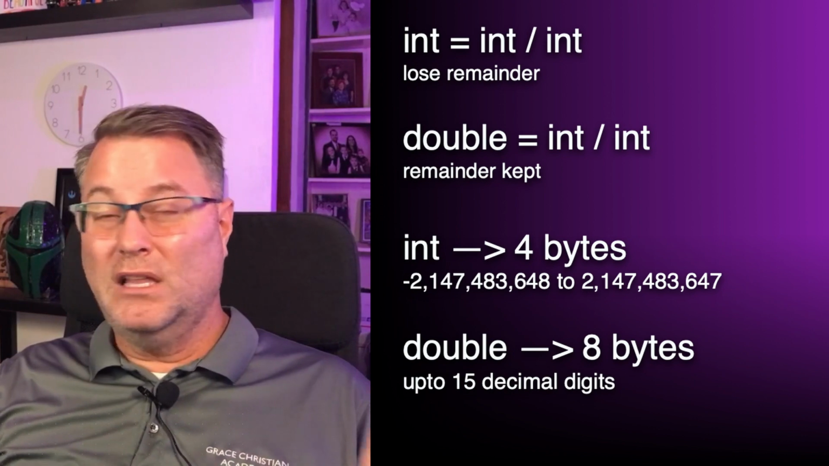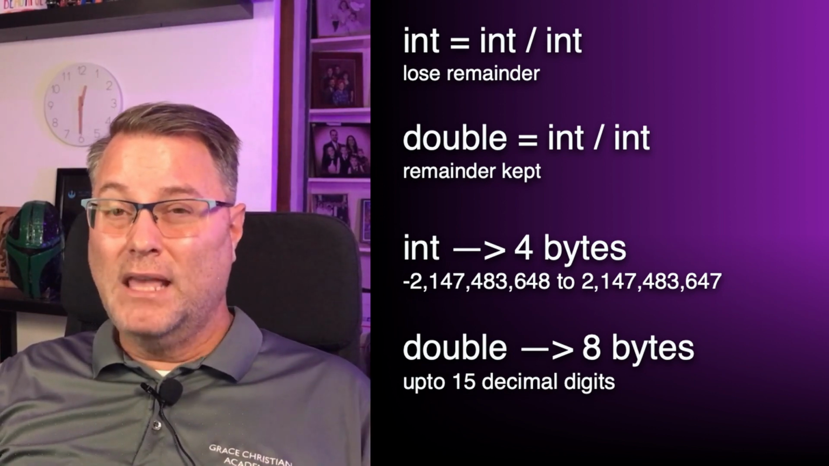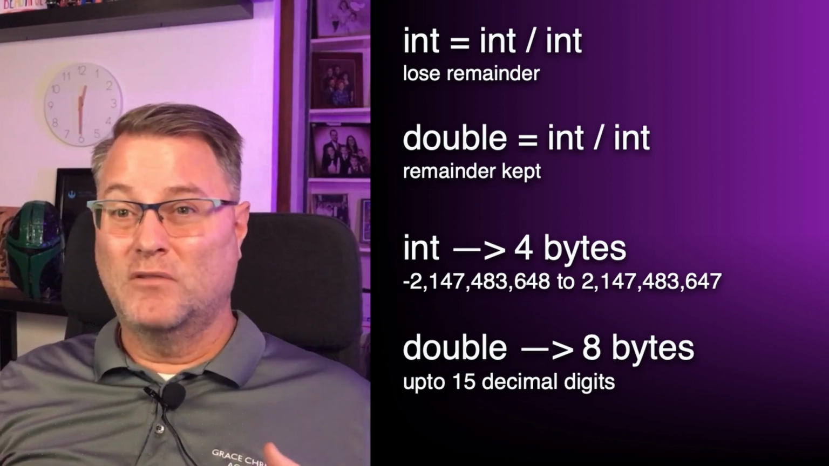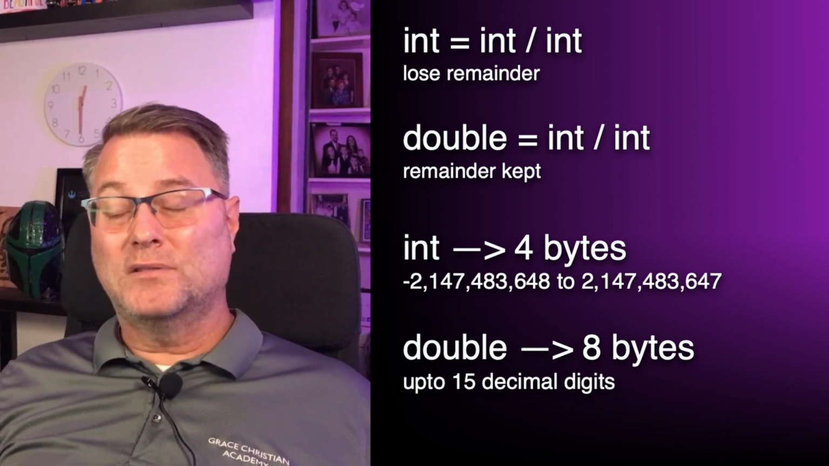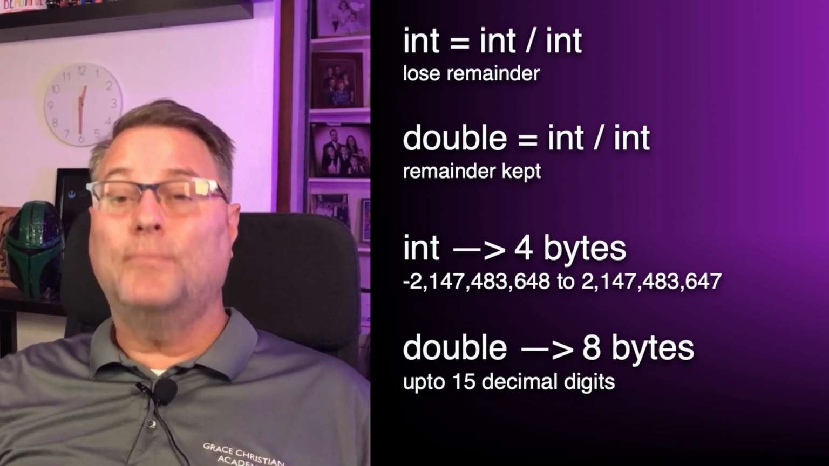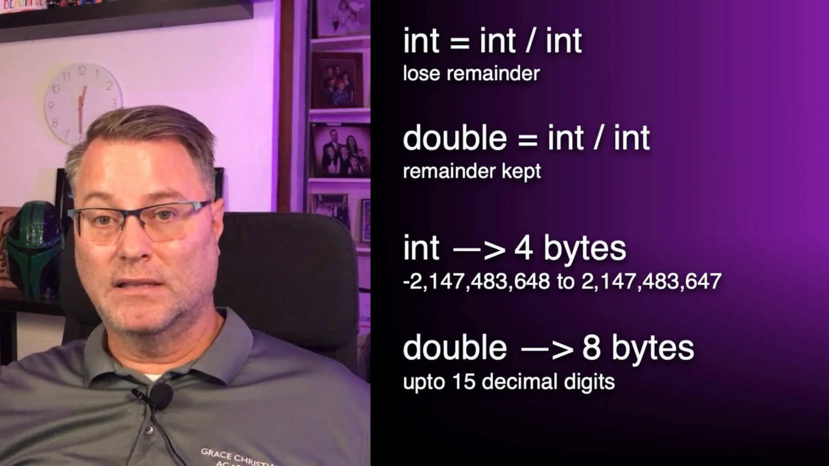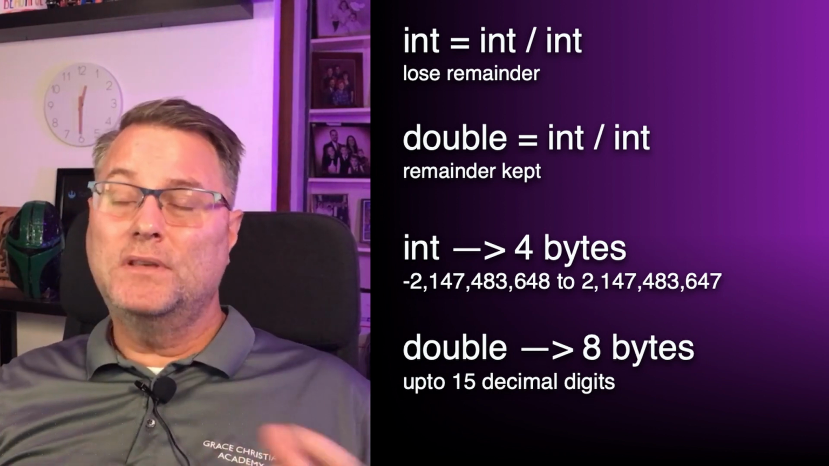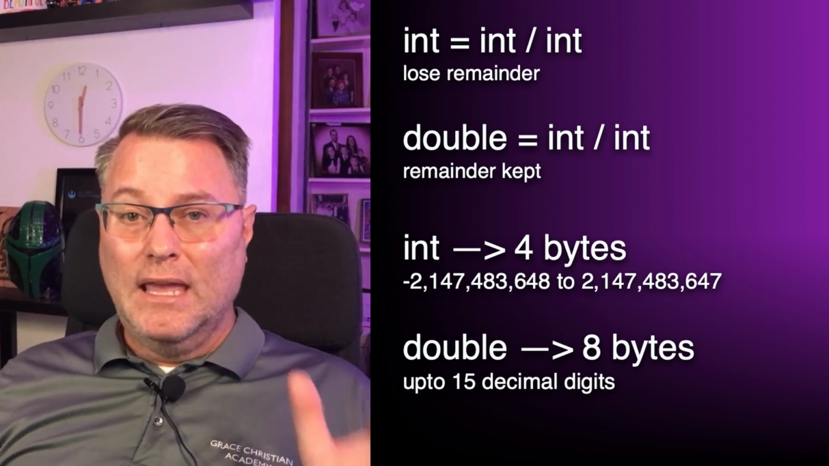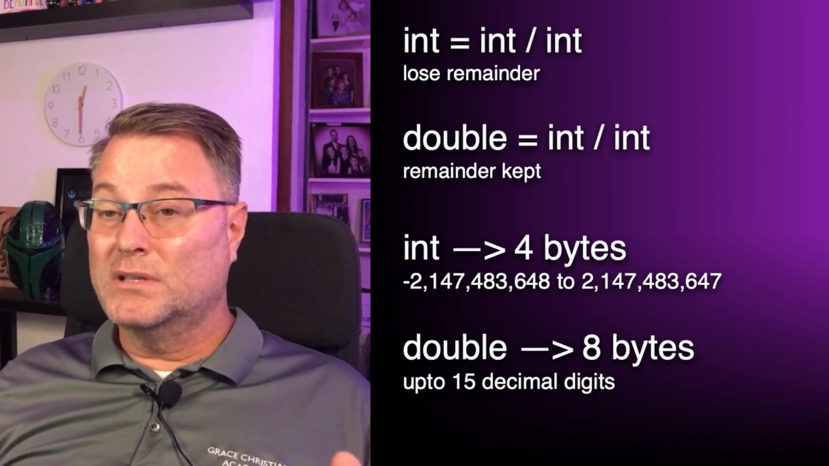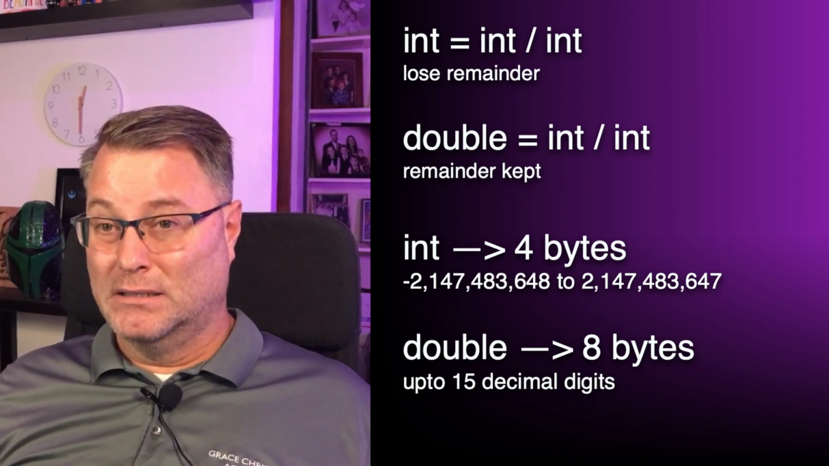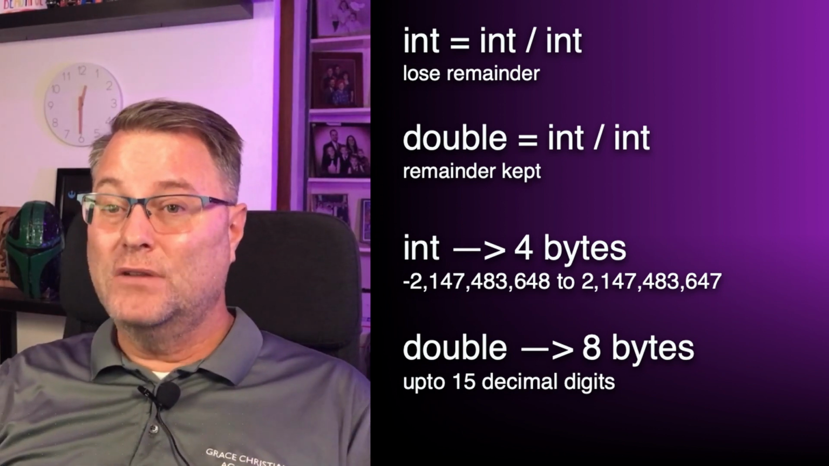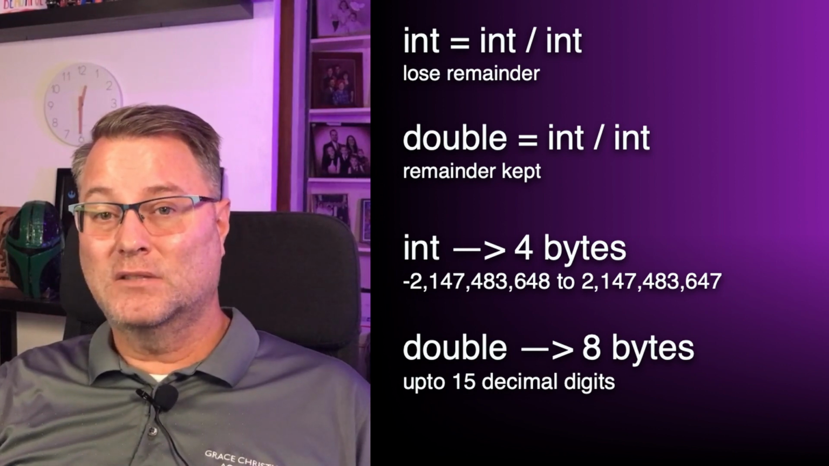Now, ints can hold up to 4 bytes, which is a ludicrous number of negative 2,147,483,648 up to the positive side of that same number. And to put this into comparison, if ints can hold 4 bytes, doubles can actually hold up to 8 bytes, which is a number sufficient for storing up to 15 decimal digits.